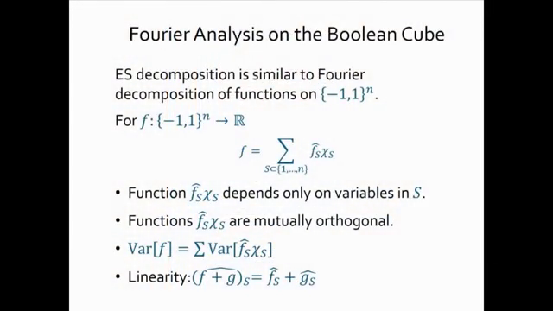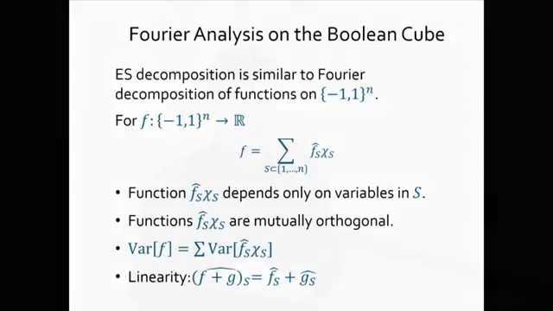Now I want to define the Efron-Stein decomposition. Roughly speaking, the Efron-Stein decomposition is very similar to the Fourier analysis on the Boolean cube. If you have a function on the Boolean cube, then we can write it as a sum over all subsets S of the set of numbers from 1 to n, of the Fourier coefficient corresponding to this set S times the character for S. And it has the following very nice properties.